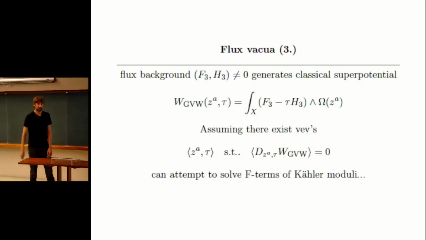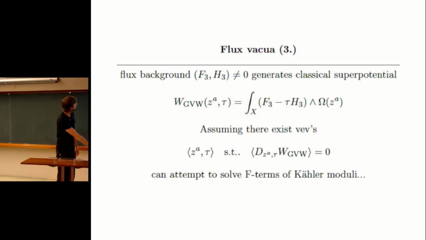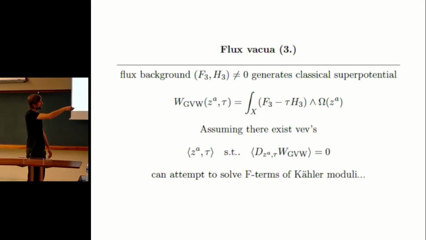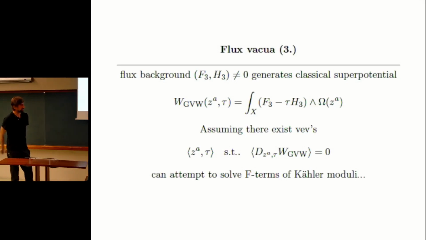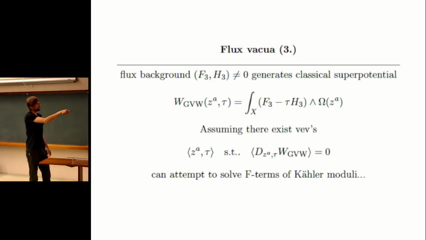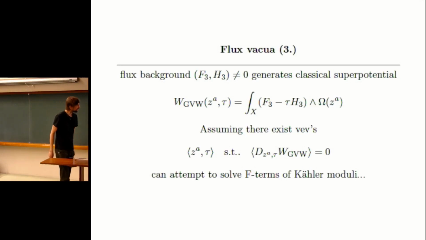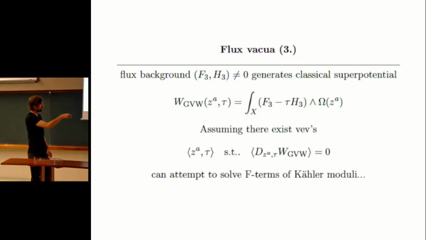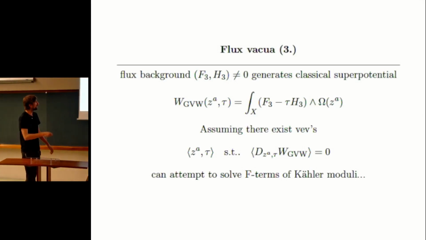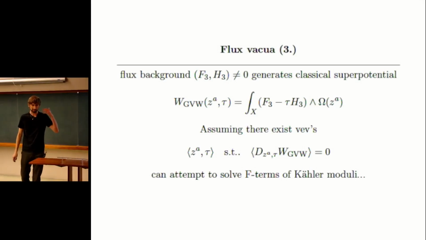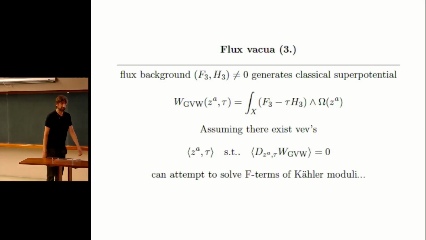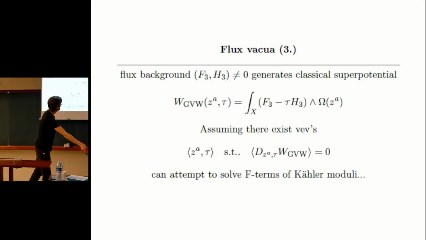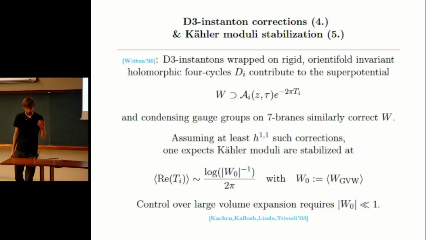Okay, then one has to go and find flux vacua in such orientifold compactifications, i.e. one starts with the Gukov-Vafa-Witten flux superpotential given in terms of 3-form fluxes F3 and H3 and the holomorphic volume form on the Calabi-Yau. So this will depend on the axiodilaton and the complex structure moduli, not on the Kähler moduli. And then, if one assumes that there exists some VEV of these moduli such that the corresponding F terms are 0, then one can integrate out these moduli and start attempting to solve the F terms of the Kähler moduli. Okay, how does one do that?